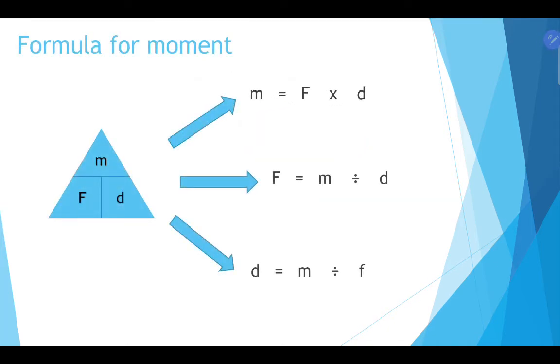The formula for moment, if you put it into a triangle, you have that. This can be made into three different formulas. Moment is equal to force times distance. That was the first one. The second one, force is equal to moment over distance. And the third one, distance is equal to moment divided by force.